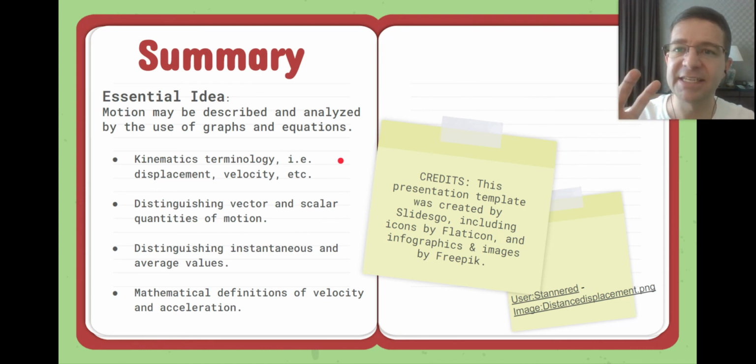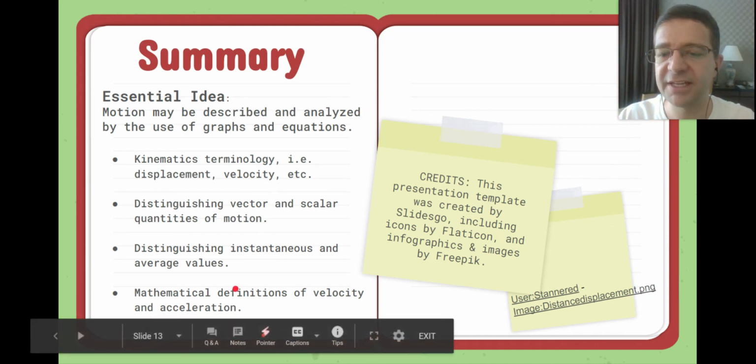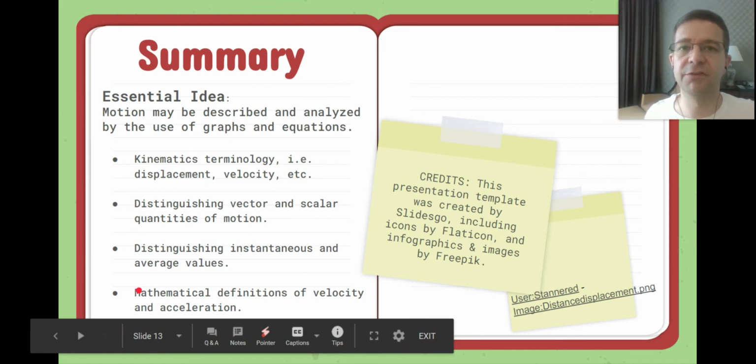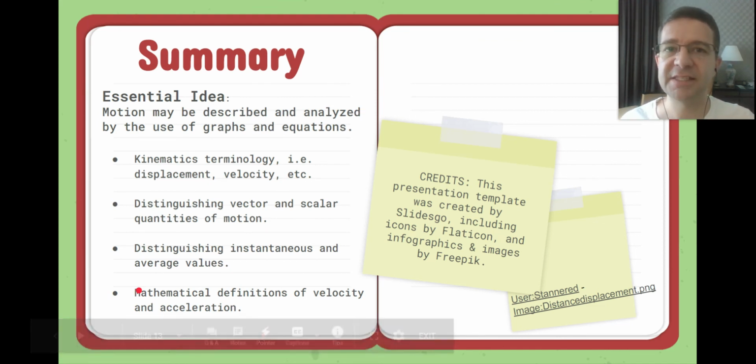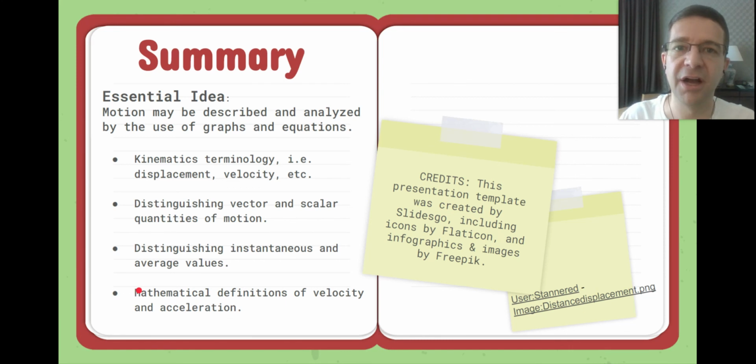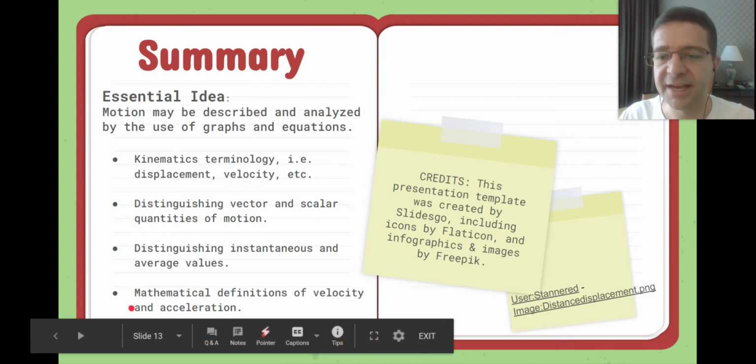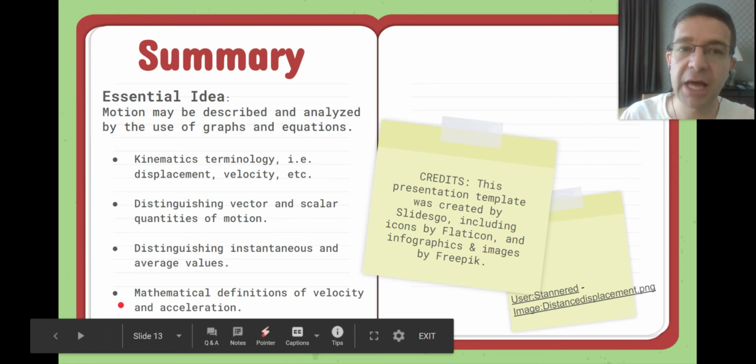Distinguishing instantaneous and average values, instantaneous values being the ones that change over the course of your motion as you speed up and slow down, the average values being taken over a longer time interval. And finally, we have mathematical definitions for velocity and acceleration, velocity being the rate of change of the position or the change in position over the change in time, and acceleration being the rate of change of velocity or the change in velocity over the change in time.